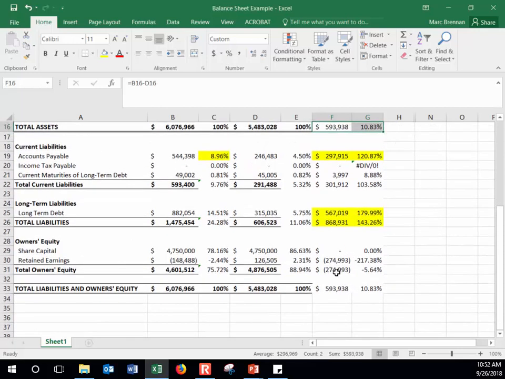Now, the reason why there was a difference is because our owner's equity went down. Our retained earnings went down by $274,993. So this means, again, if we had a decrease in retained earnings, this means that we either experienced a loss, a significant net loss on our income statement, or we paid out a lot of dividends as well as experiencing a loss.